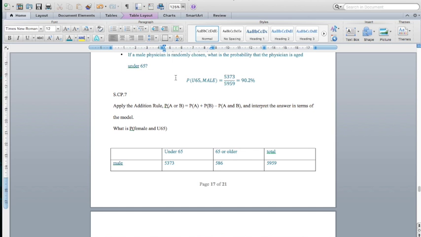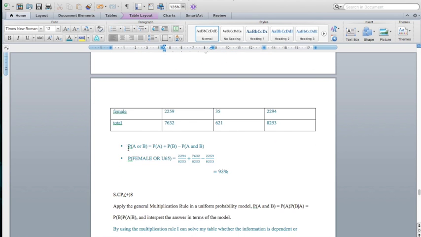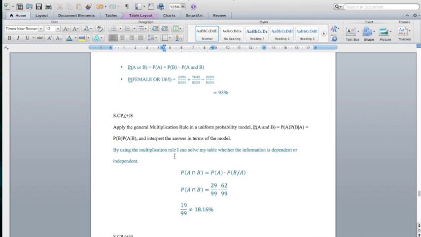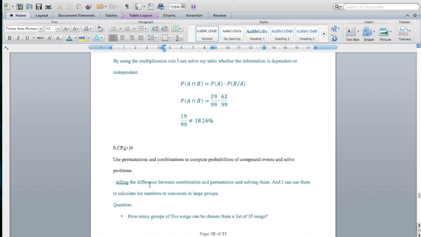Next is SCP-7. In this standard, I am to apply the addition rule to interpret the answer in terms of the model, which is quite the same thing but using this model to answer. Next is SCP-8, which is using the general multiplication rule to interpret the answer in terms of the model, which is this. Getting the percentage and stuff.